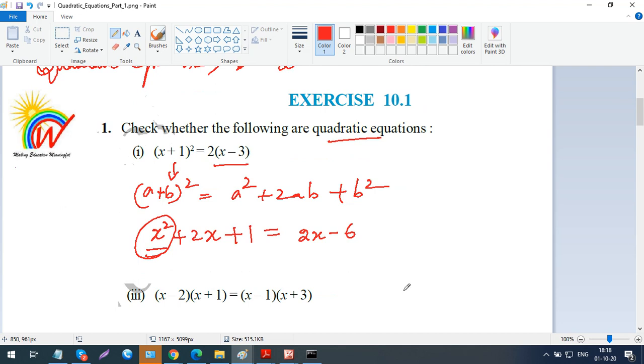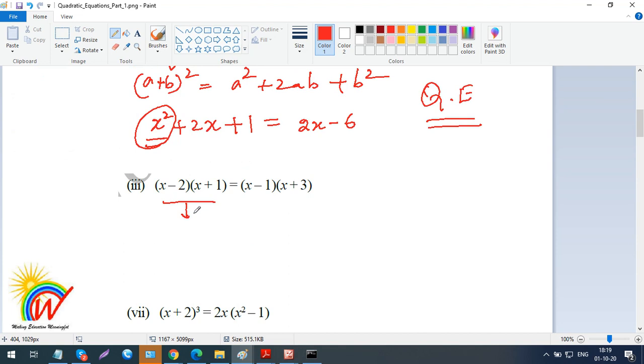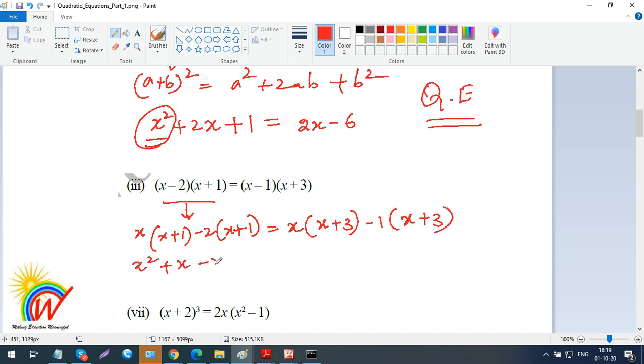Understood? Now come to this. Now here if you see, you can just multiply this as x minus 2, I mean x times x plus 1 minus 2 times x plus 1, right? This is how we do it, isn't it? Again x times x plus 3 minus 1 times x plus 3, right? So this is going to give you x square plus x minus 2x minus 2. This side you get x square plus 3x minus x minus 3, right?